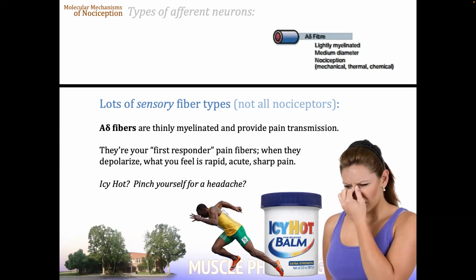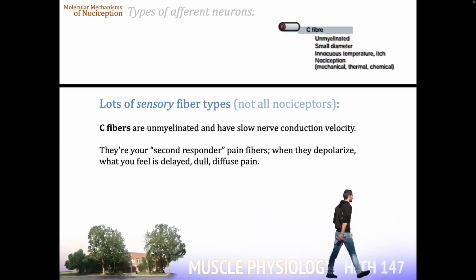And so think about Icy Hot and acupuncture and pinching yourself for a headache. Part of what each of these is doing, not everything that each one is doing, but part of what they're doing is stimulating the A delta fibers, which are thicker and faster than the C fibers. So make your brain pay attention to those inputs, and it might ignore the alternative pain inputs, the C fiber input.